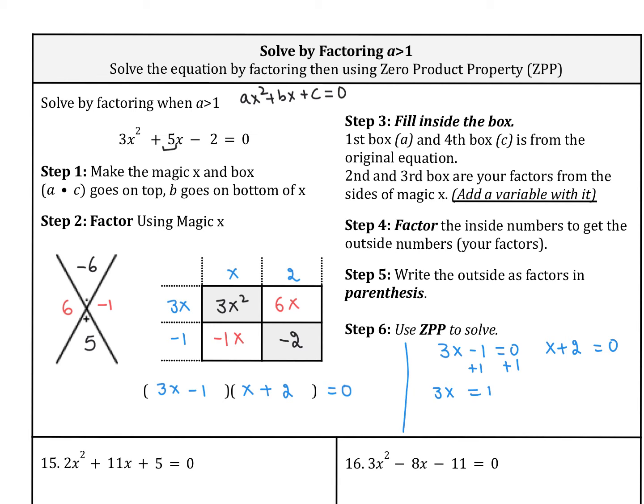So 3x equals 1, and x equals 1 over 3. That's our first solution. And x equals negative 2 is our second solution. x equals 1 over 3 and x equals negative 2.